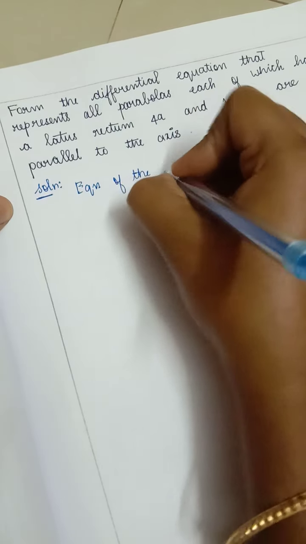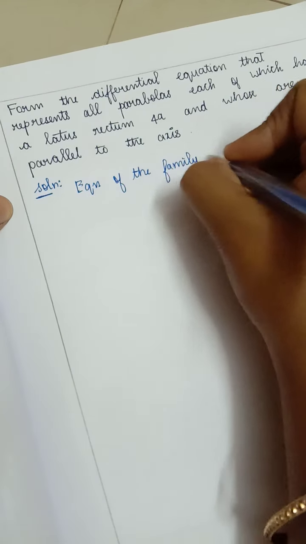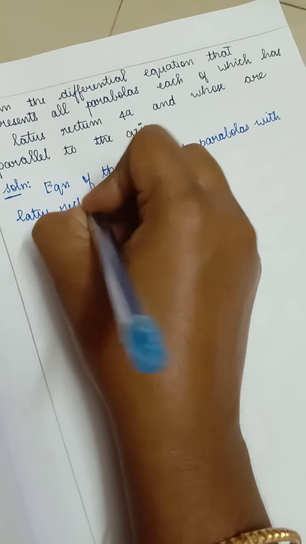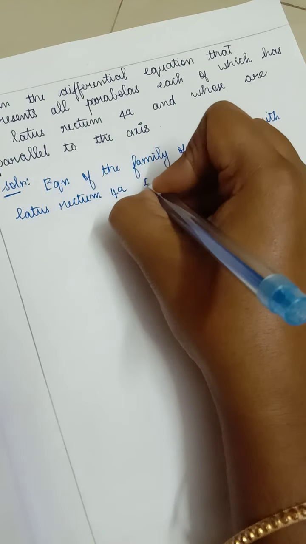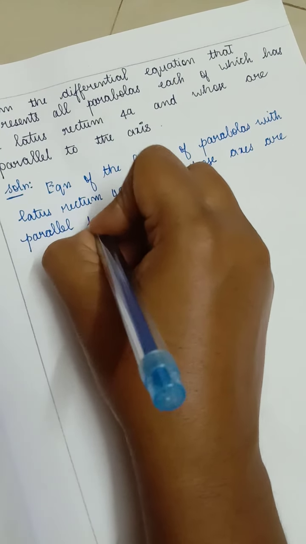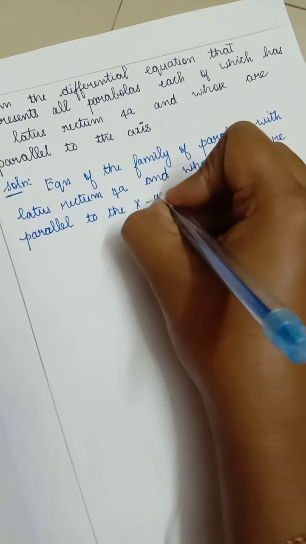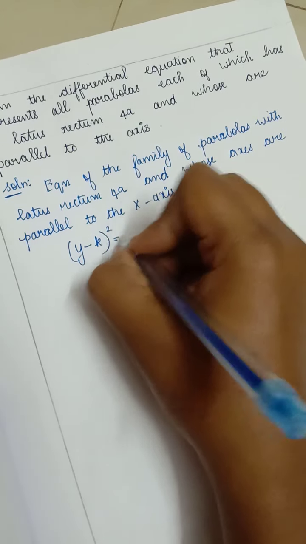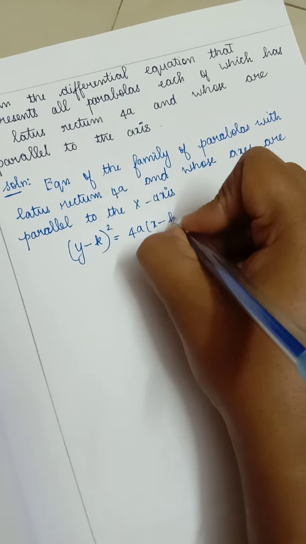Equation of the family of parabolas with latus rectum 4a and whose axes are parallel to the x-axis: y minus k the whole square equal to 4a into x minus h.